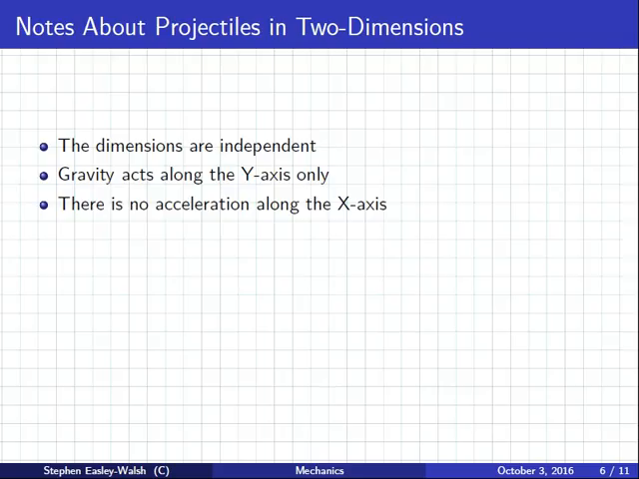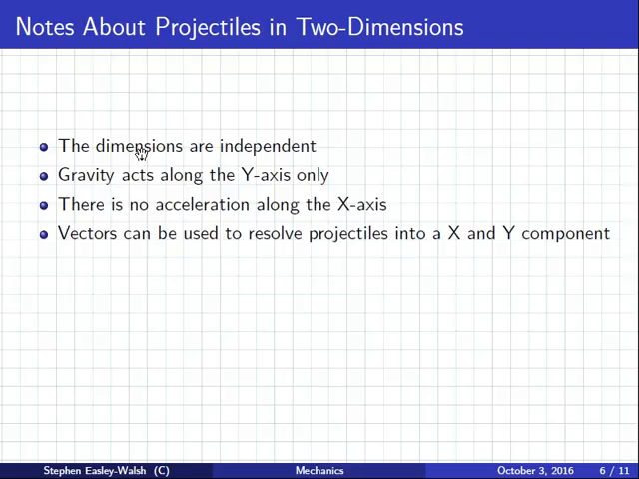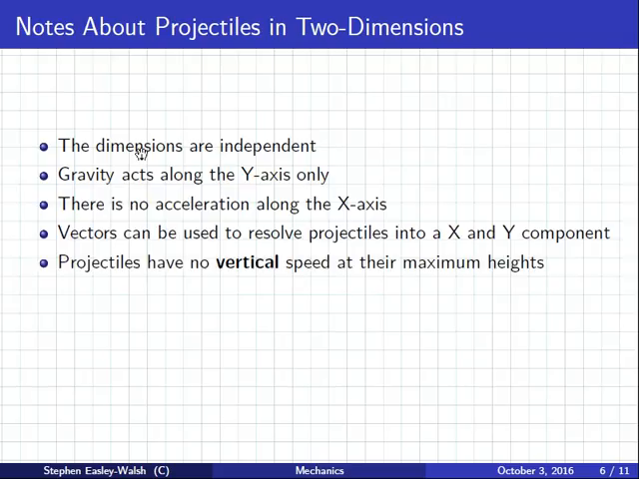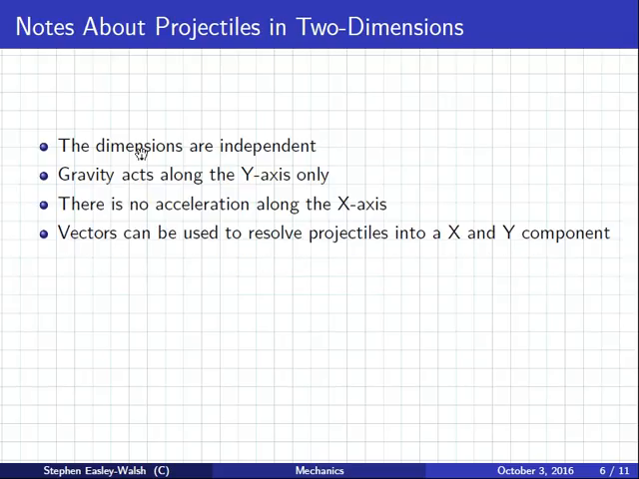Okay, next. You can use vectors to resolve projectiles into x and y. Do you remember resolving vectors? So we have a cos and a sine. I'll just give you a second to write that down.